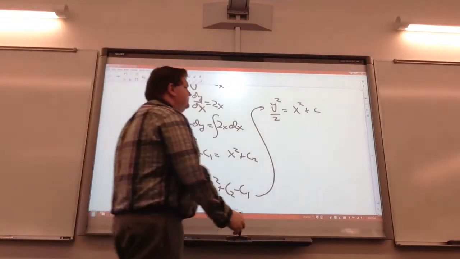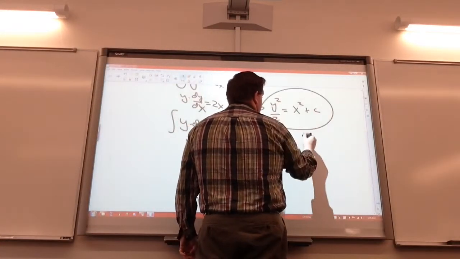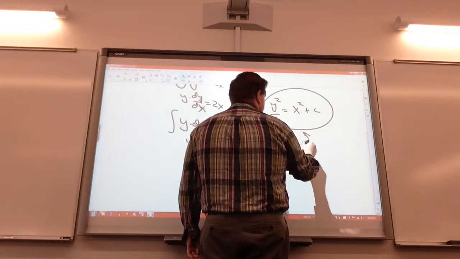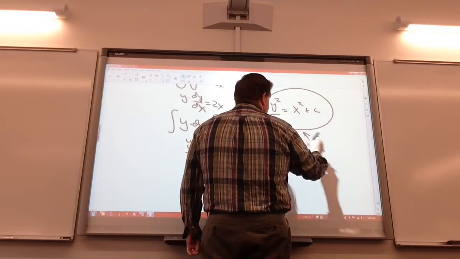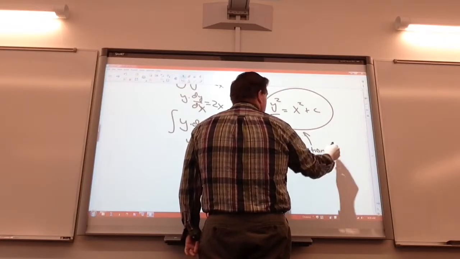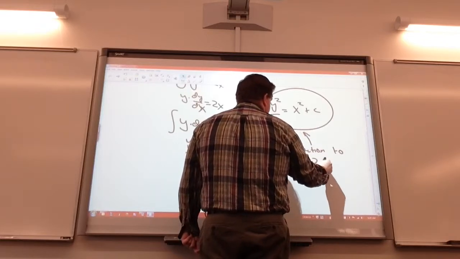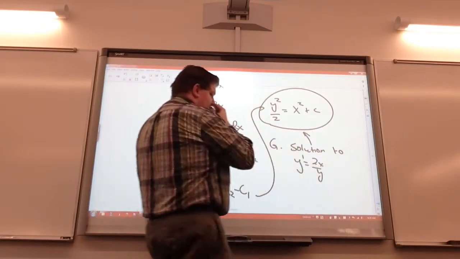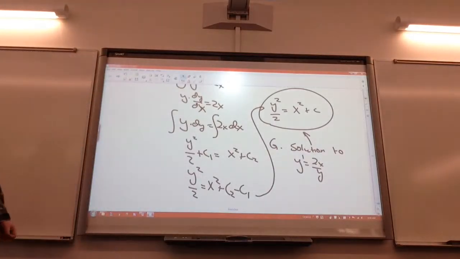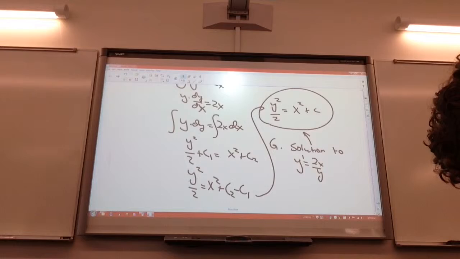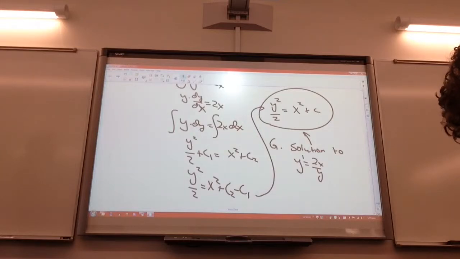Alright, so this here now is the general solution to y prime equals 2x over y, okay? Now, if I wanted to confirm that that's the general solution, what do you think I could do? What do you think I should do? Plug in like a number. Go backwards. So what does that mean I'm going to do? Take the derivative of it. Take the derivative of my answer.